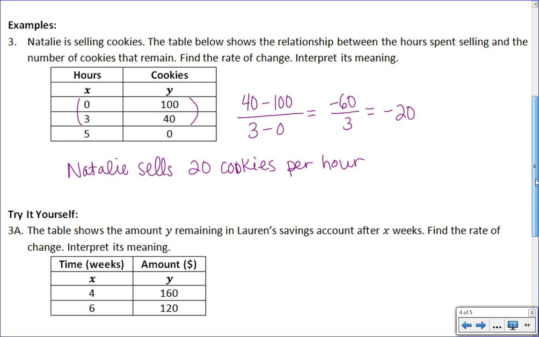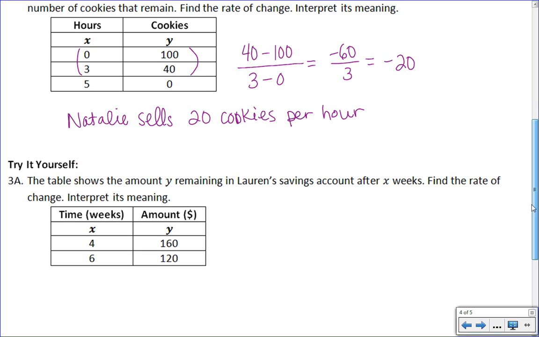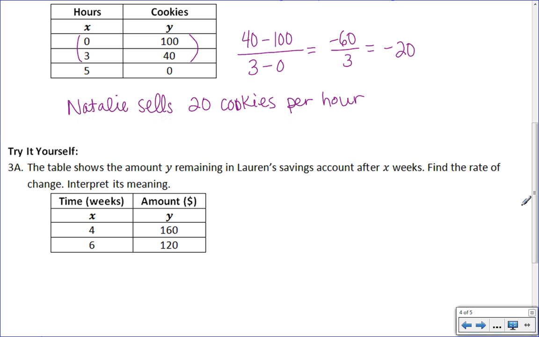Okay. For the try it yourself problem, you're going to do the same thing. You want to find the rate of change in Lauren's savings account after x weeks. So go ahead and pause the video, work through that example, and when you're ready to check your answer, go ahead and hit play.